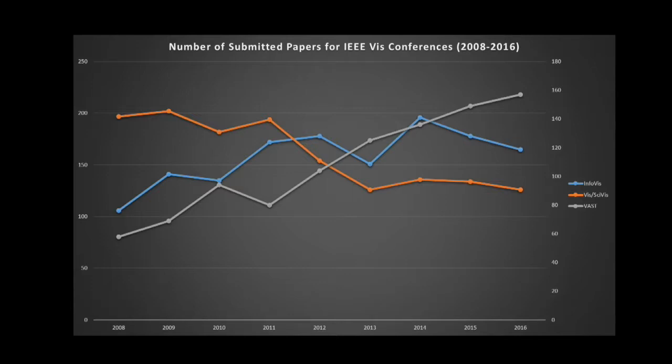This is the trend between 2008 and 2016 of the number of papers submitted for IEEE VIS conferences, including InfoVis, VAST, and SciVis. Now, some of you know the history of this conference. For example, starting from 2013, the name changed from VIS to SciVis. So generally, this is what happened. This is what gets people asking the questions, right?